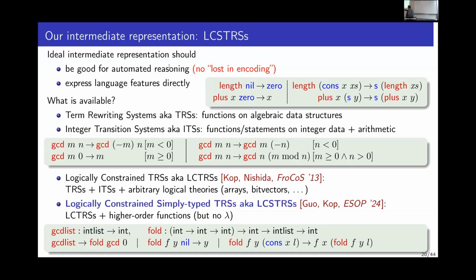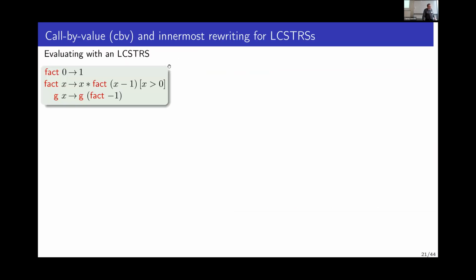So here I've brought you a function GCD list that takes a list of integers and computes the GCD of all the integers in that list by just computing a fold of the GCD function with the neutral element 0. So that's very functional programming style.